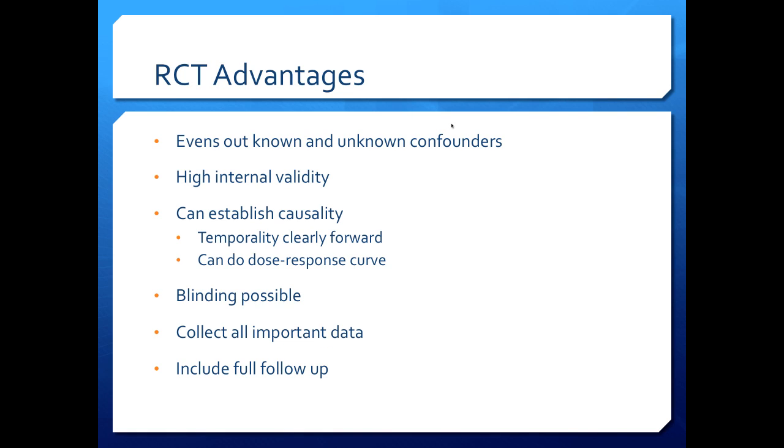The greatest advantage of RCTs is that they even out the effect of known and unknown confounders. This is huge and not available for any other type of study design. They have high internal validity and can establish causality since their temporality is clearly forward and a dose-response curve can be plotted. Blinding further decreases the risk of bias, and since it's prospective, you can collect all the information you think is important. These studies tend to be quite involved, so there's usually a pretty good follow-up rate too.